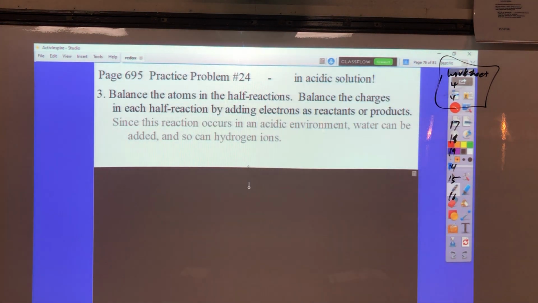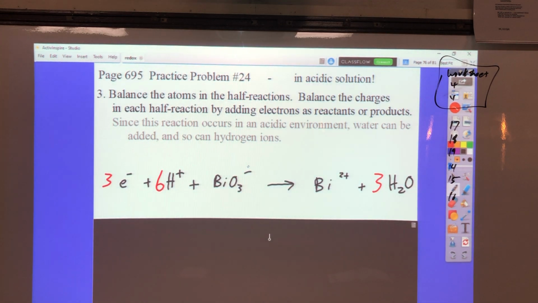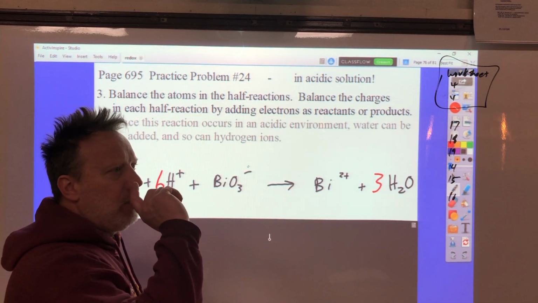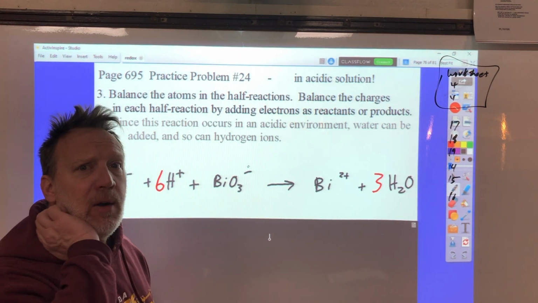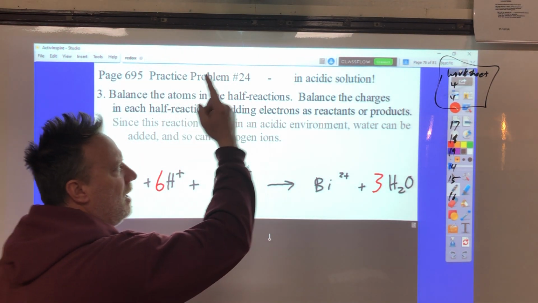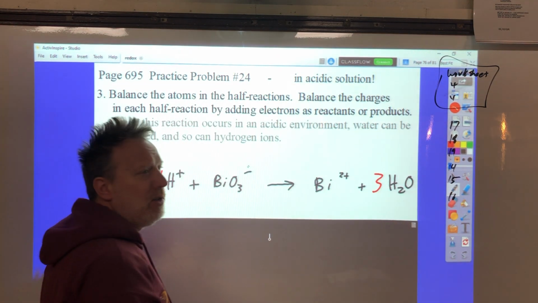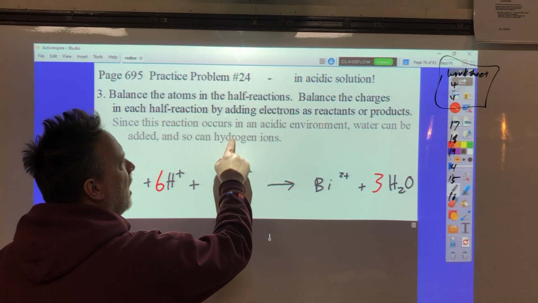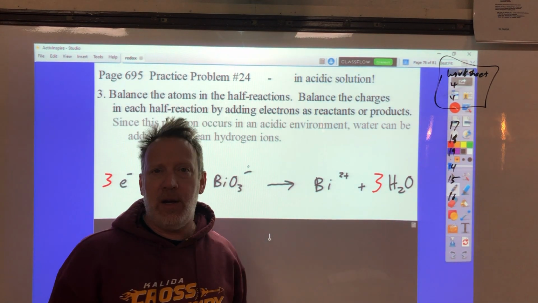Okay, and then we'll balance the charges. So now, this is an acidic environment. You need to know that because that tells us we can put water in there to balance oxygens and we can put hydrogen ions in to balance hydrogen.